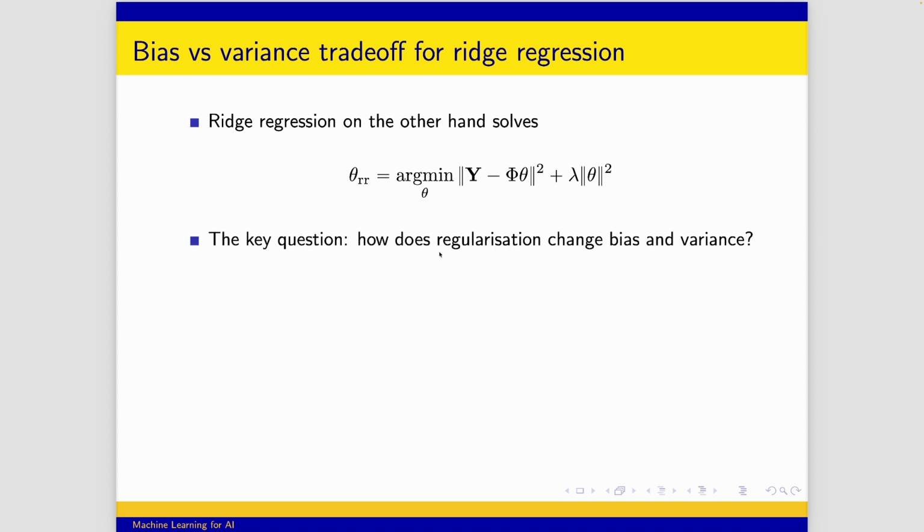Okay, so we're going to ask ourselves the following question in this video. How does this regularization, adding this term, change the bias and variance? In ordinary least squares, we know that we have no bias.